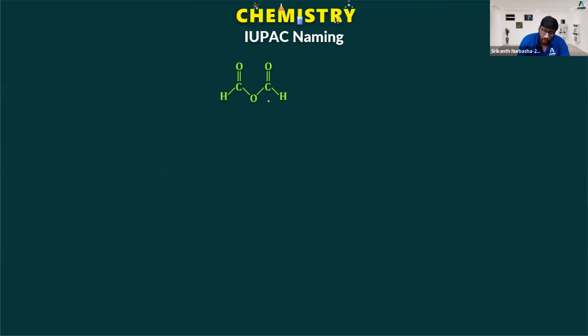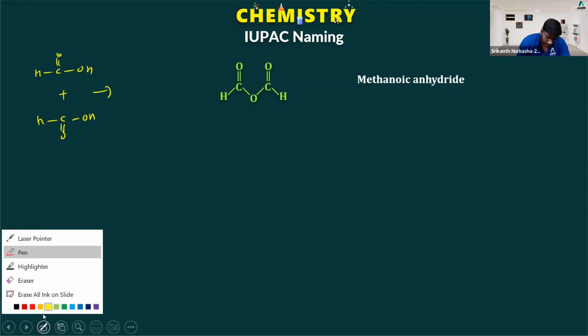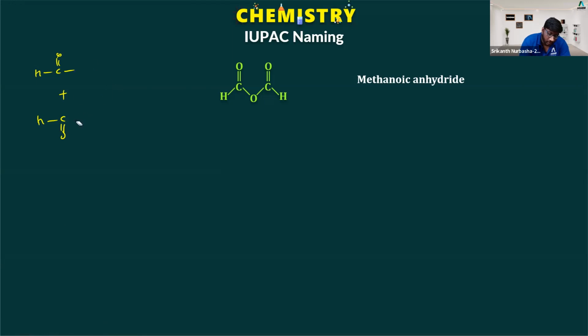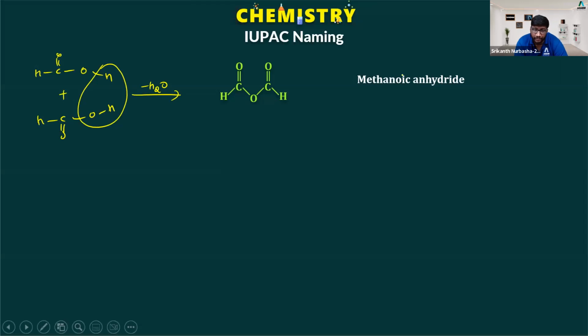Like HC double bond O, OC double bond H. If you look at this particular anhydride, it is said to be methanoic anhydride. Why is it said to be methanoic anhydride? It has to be obtained from HC double bond OH plus HC double bond OH. Whenever these two react, they will undergo loss of water, loss of H2O will occur, and ultimately you will get HC double bond O, OC double bond H. It is said to be methanoic anhydride.